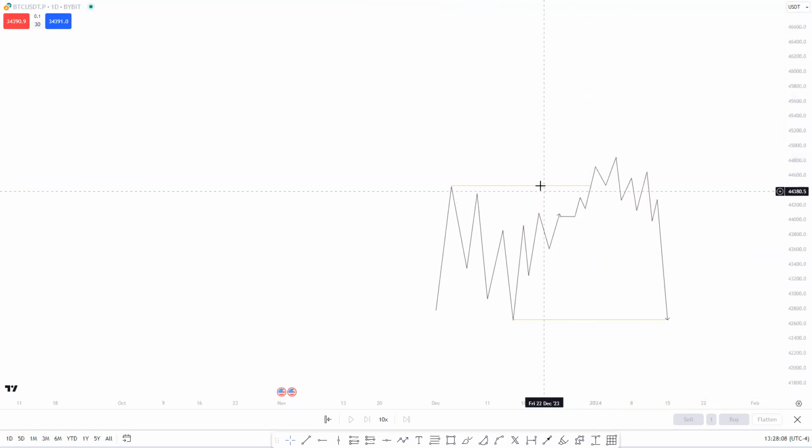But you should expect the manipulation to happen. You should expect the market to take out the high after 2 a.m. Okay, you have to keep that in mind. You want to see the market taking out the high after 2 a.m., not before that.